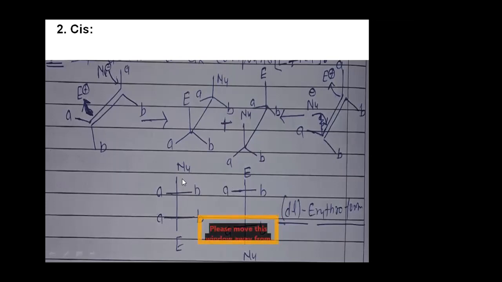But here, because Nu and E are different, this is not meso form. But A A B B are on the same side, so it is called erythro. You people already know erythro. It means if same group same side, then erythro. Two enantiomers where the same group is on the same side, that is called erythro form. And if same group opposite side, then that is called threo form.